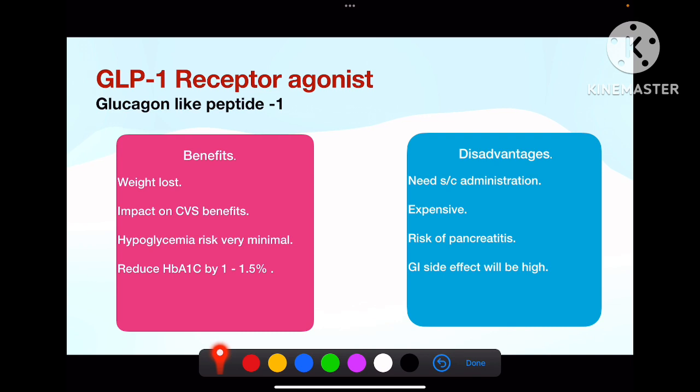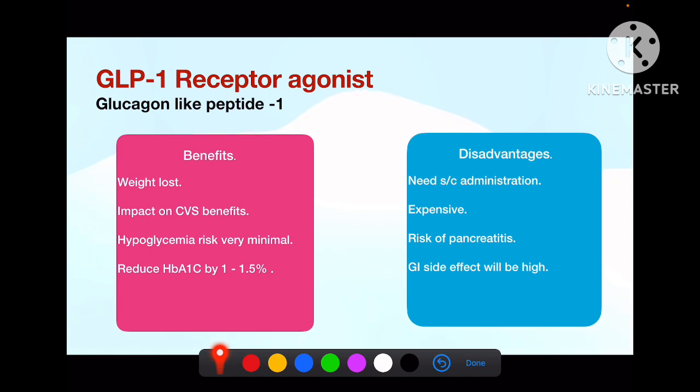So GLP-1 receptor agonist, we call glucagon-like peptide. This is the newest drug. What are the benefits? You can achieve weight loss. That would be a good benefit, right? The other one is it has an impact on cardiovascular benefit also, and the hypoglycemia risk will be minimum. A reduction in HbA1c you can achieve by 1 to 1.5, right?